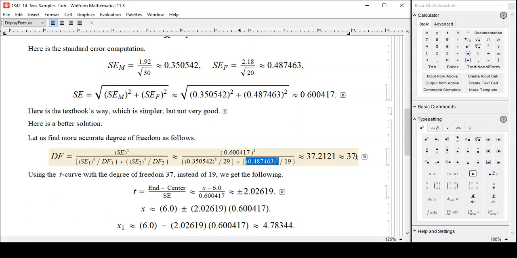Don't ask me why we end up with fourth power. It's beyond what we are going to do here. And then finally, degrees of freedom. For men, 30 minus 1, so that's 29. For women, 20 minus 1, so that's 19. And we're complete. We completed this expression. From this point on, it's just calculator work, and if you do it right, you're going to get 37.2, about 37. And that's the degree of freedom that you're going to be using. So look up the t-table and do your estimation accordingly.